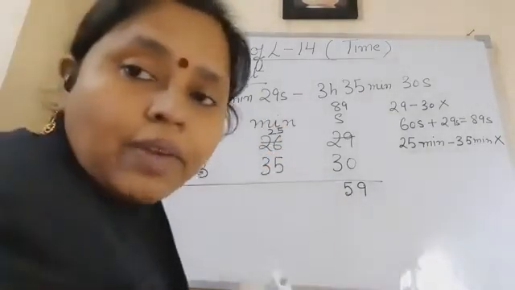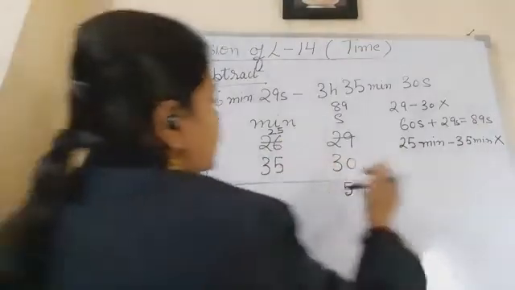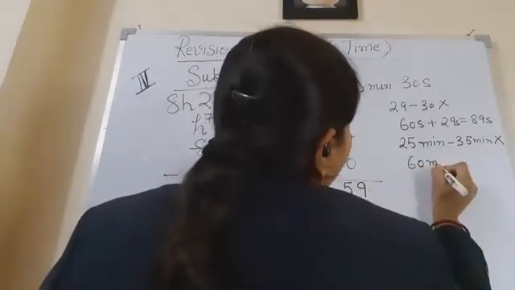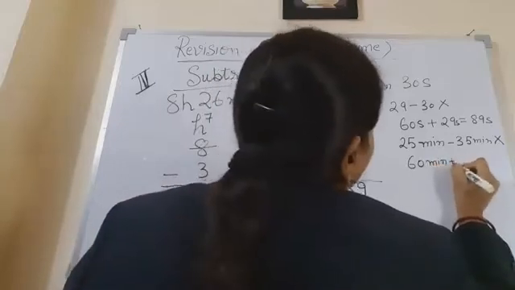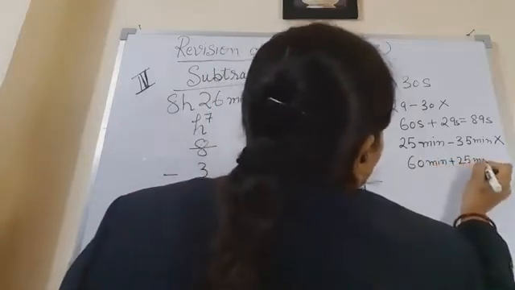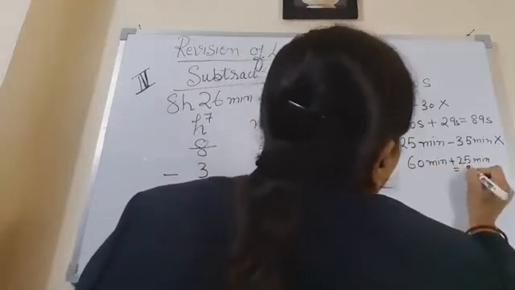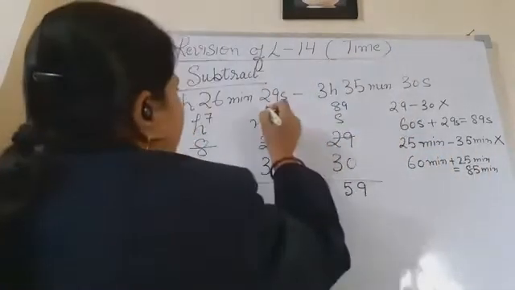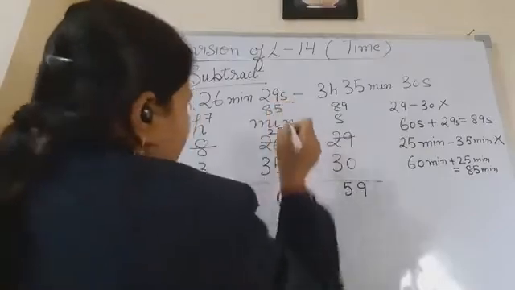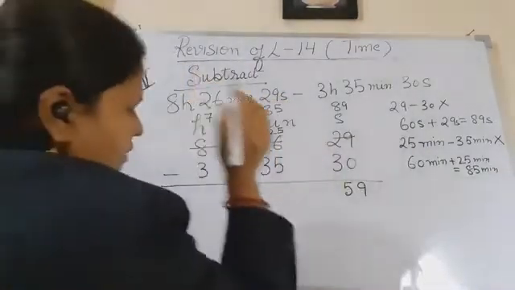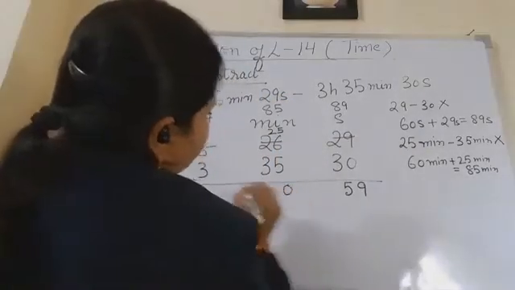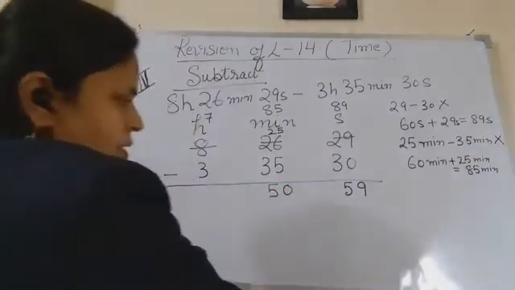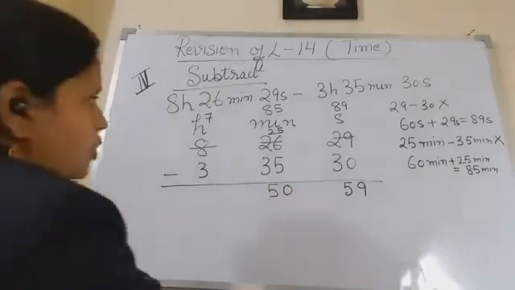And when 1 hour goes to the minute column, it changes to minutes. That is, 1 hour is equal to 60 minutes. So now in the minute column, how many minutes do we have? We have 60 minutes plus 25 minutes, that is 85 minutes, right? So now we have to subtract 35 minutes from 85 minutes. And what do we get after subtracting? We will get 50 minutes. I hope it is clear to all of you.